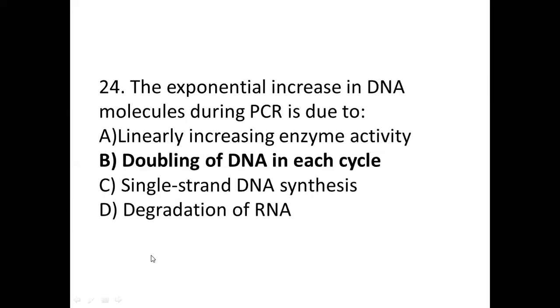The exponential increase in DNA molecules during PCR is due to doubling of DNA in each cycle. Every cycle, the DNA molecules will be doubling. In the first cycle, one molecule becomes 2. Then 2 power 2, that is 4 in the second cycle. As we saw in the previous question, if 10 cycles are run, 1024 DNA molecules will be formed. So doubling of DNA occurs each cycle, and that is the reason for the increase in DNA molecules in PCR.